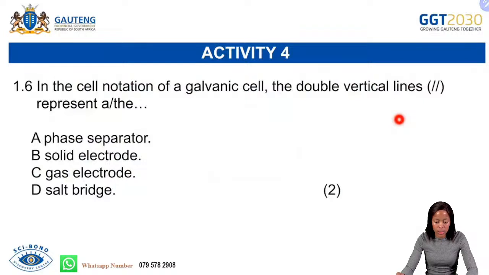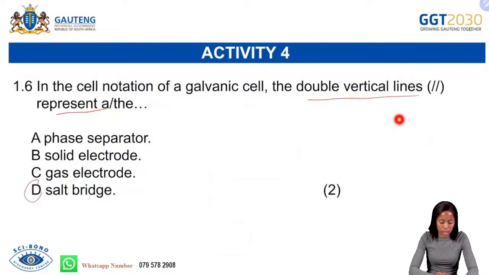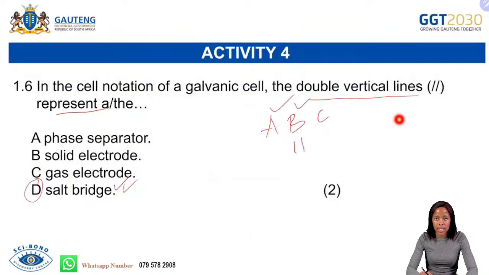Then it says in the cell notation of a galvanic cell, the double vertical lines represent the... so we just spoke about that. We said the double line, it represents the what? It represents the salt bridge there. Because remember, cell notation, we said it's as easy as what? It's ABC. Whereby A is your anode, the B, which is the double line, is your salt bridge, and then C is your cathode there.